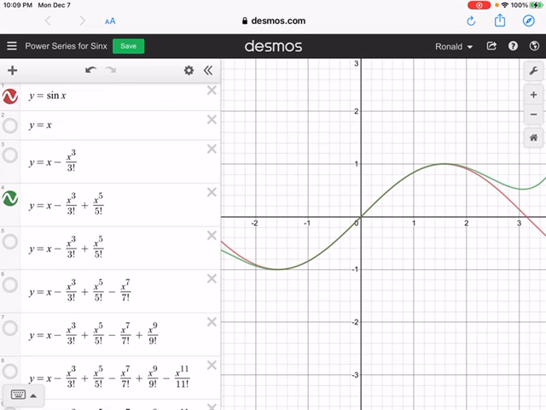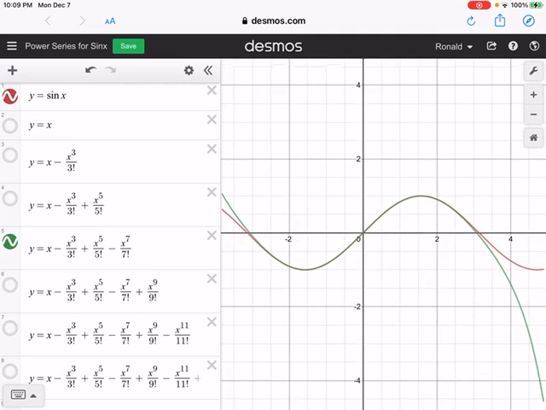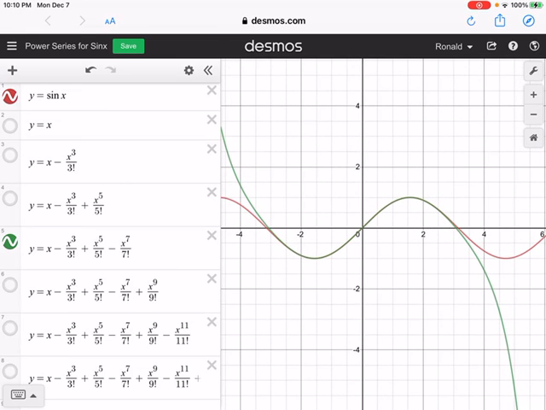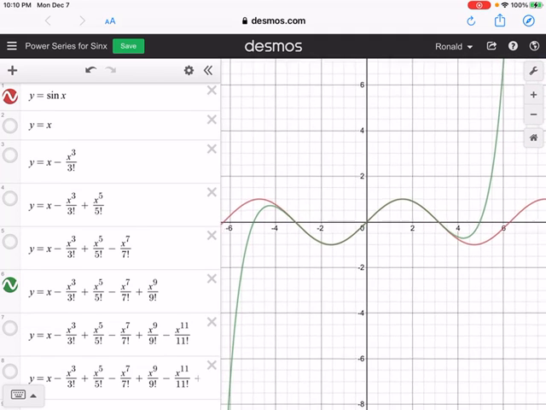Well, now we can see that the Maclaurin polynomial is approximating the sine function up to approximately plus or minus 1.5. Oops, that's the same term. So add another term, and now it's approximating the sine function up to approximately plus or minus 3. Add another term. And we're getting a better and better approximation.